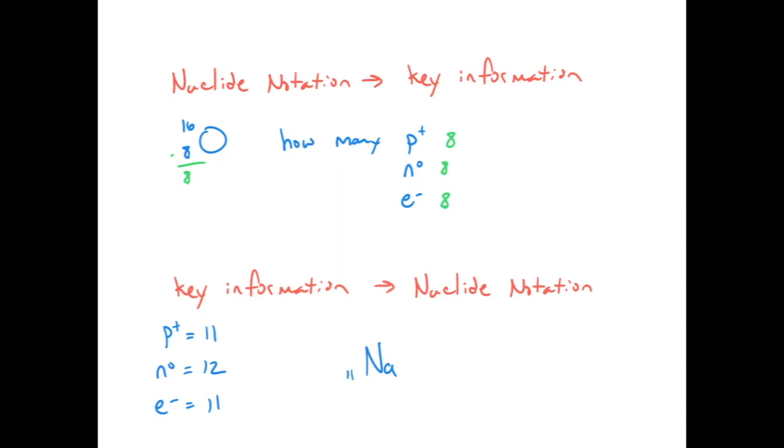The next thing I want to do is check to make sure that the protons and the electrons are equal, and they are. So I don't have to worry about putting a charge here in the upper right-hand corner. I can just leave it blank. And the last thing I want to do is figure out what the mass of this isotope of sodium is. And since I know it has 12 neutrons and 11 protons, if I add those together, I get a mass number of 23. And now I have successfully identified the nuclide notation for this substance with 11 protons, 12 neutrons, and 11 electrons.